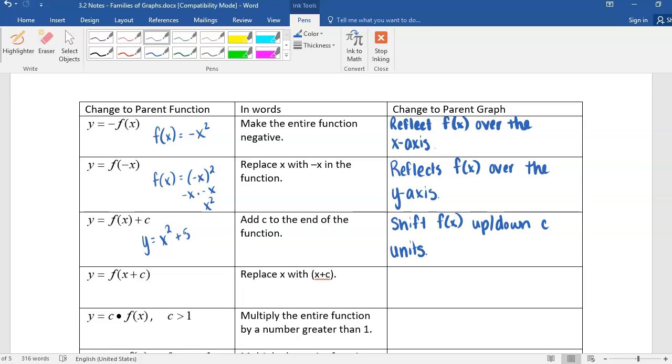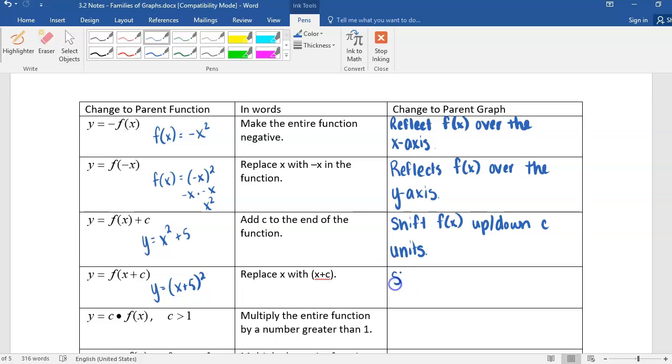Okay, questions so far? All right, the next one looks almost the same. What's the difference between the third block and the fourth block here? Okay, that c is inside of the parentheses here. So if we were talking about a quadratic here, that would look like this, x plus 5 squared.